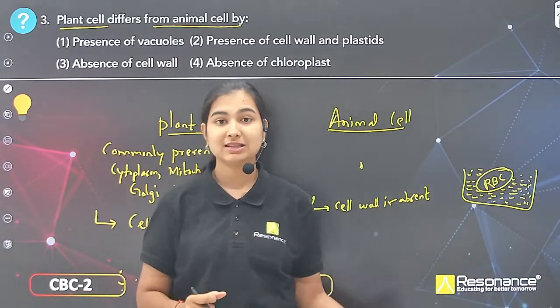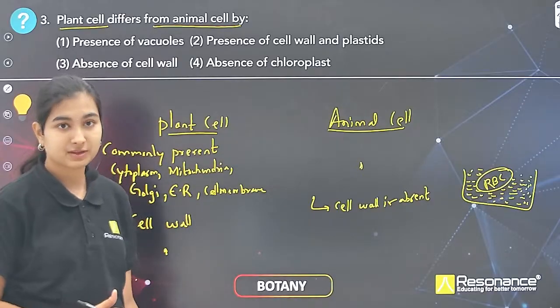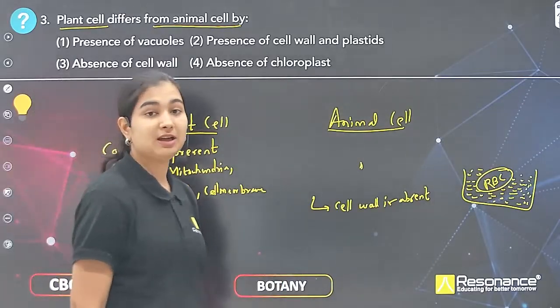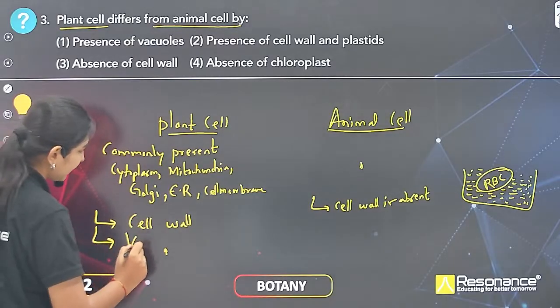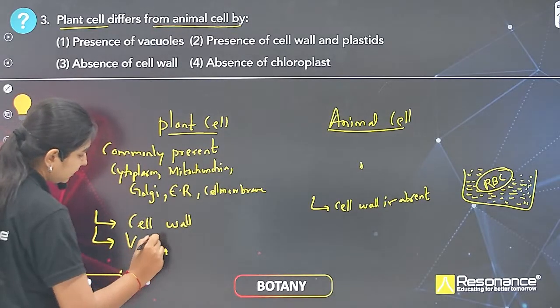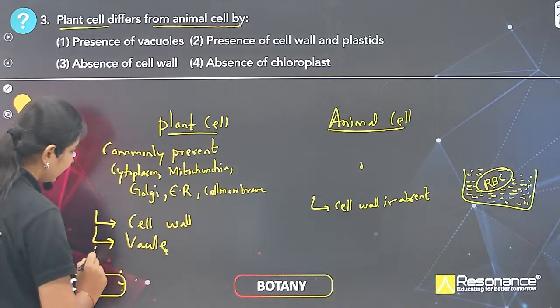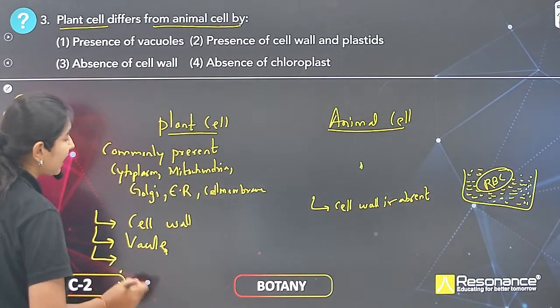But in the case of cells that have a cell wall, here the cell wall is absent in the animal cell. Apart from that, in the plant cell they have a large vacuole, but the animal cell has a small vacuole. Apart from that, the plant cell also has plastids.